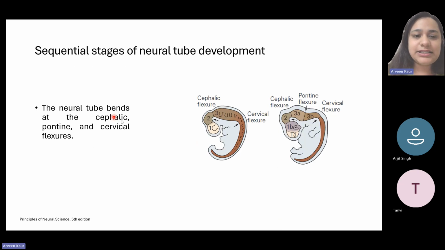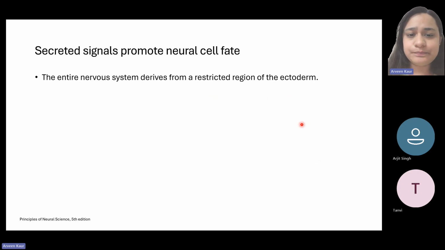So, these sequential stages of neural development are as follows. Over here, you see the embryo in the fetal position, which is how the embryo is generally present inside the mother's womb. As embryonic development takes place, this is the three vesicle stage, 1, 2, and 3. As it develops further, and 1A, 1B, 3A, 3B are added, you can see that some flexures, or points wherein bends occur, are also added, right? The three major flexures that we talked about were the cephalic, pontine, and cervical flexure, right?